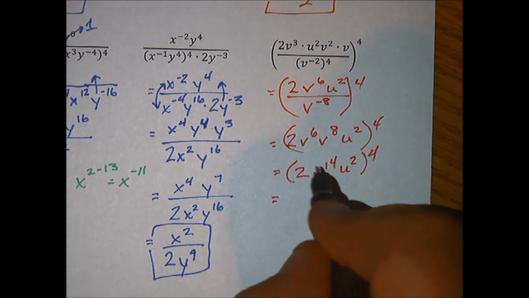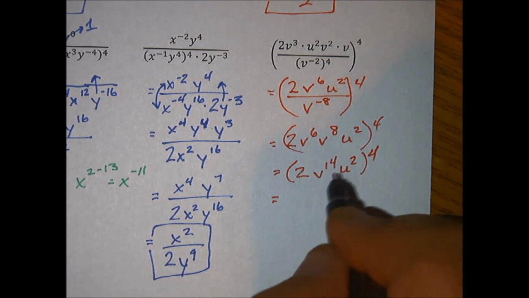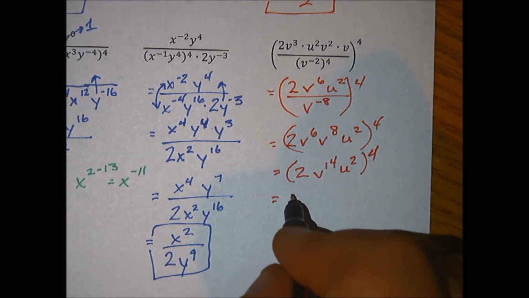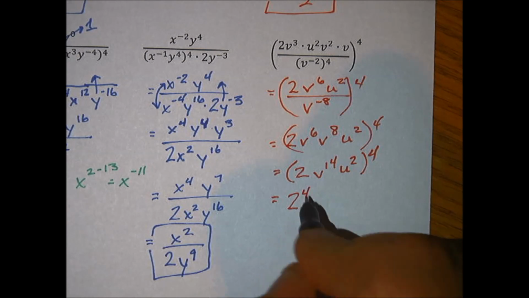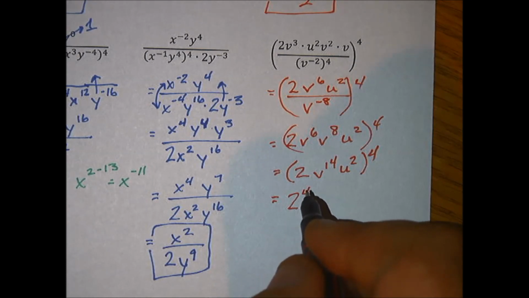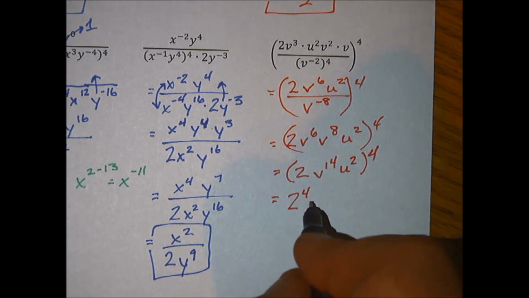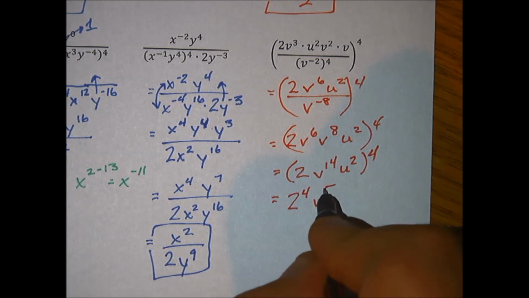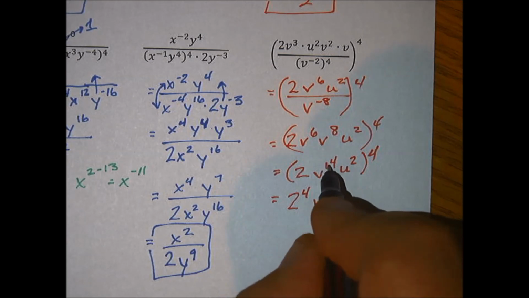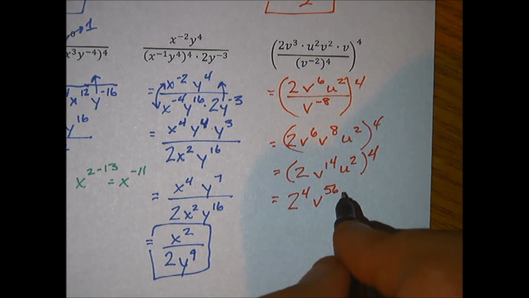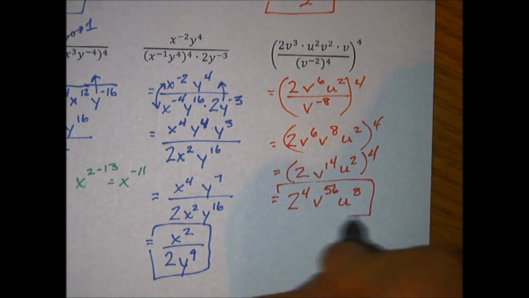And now we distribute that 4, since everything else is its own factor. So we'll have 2 to the 4th, and that's v to the 56th, because 14 times 4 is 56, and that'll be u to the 8th. And that's your final answer.